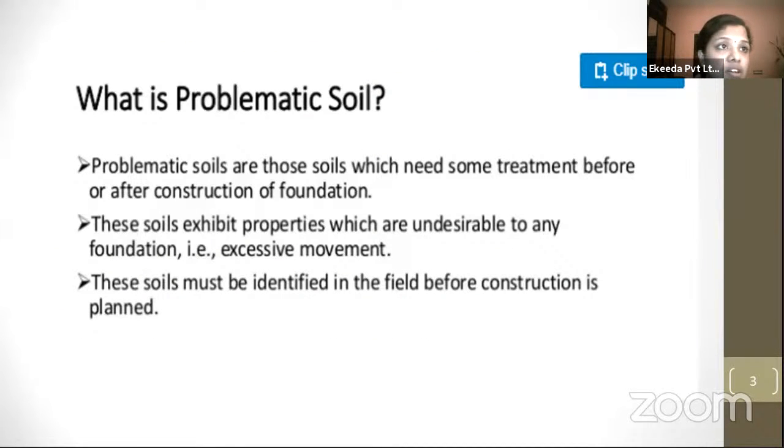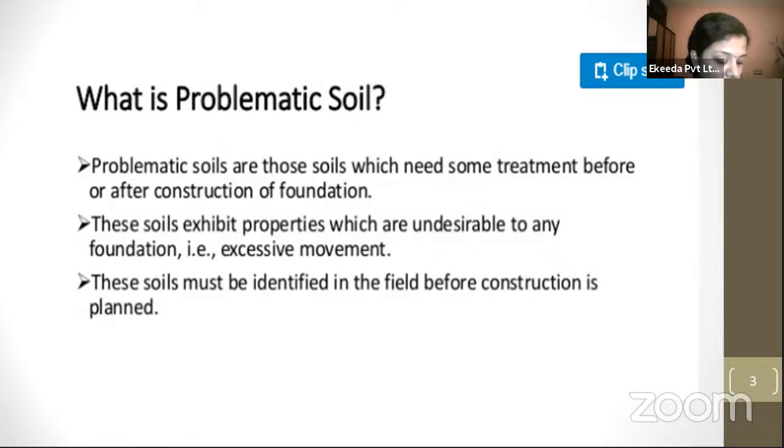When you do a construction project on a site, the main problem that we come across is problematic soil. The problematic soils are those soils which need some treatment before or after construction of the foundation. These soils exhibit properties which are undesirable to any foundation, that is excessive movement. So when we construct a building over such type of soil, it will undergo rapid settlement, thereby causing damage to the building. These soils must be identified in the field before construction is planned.